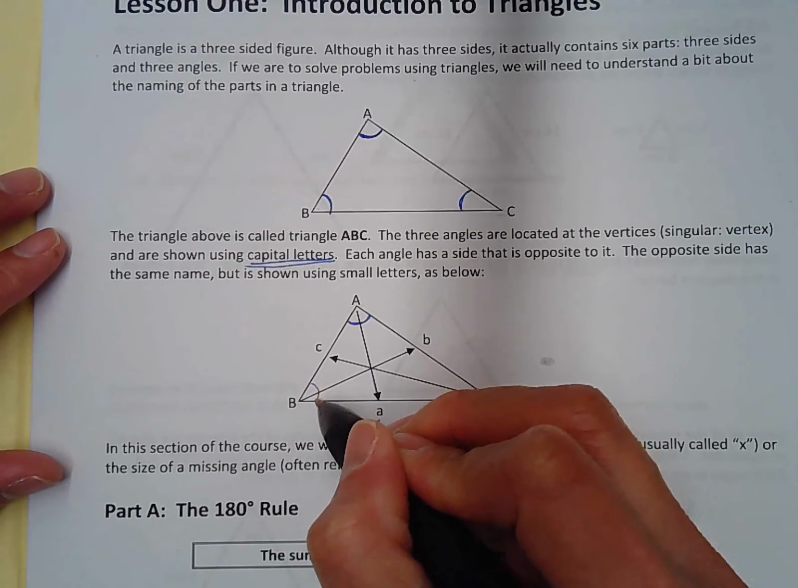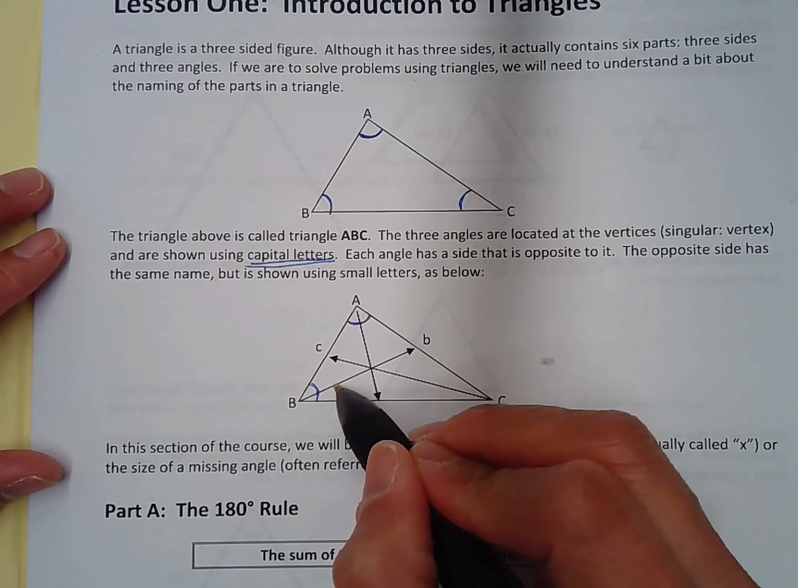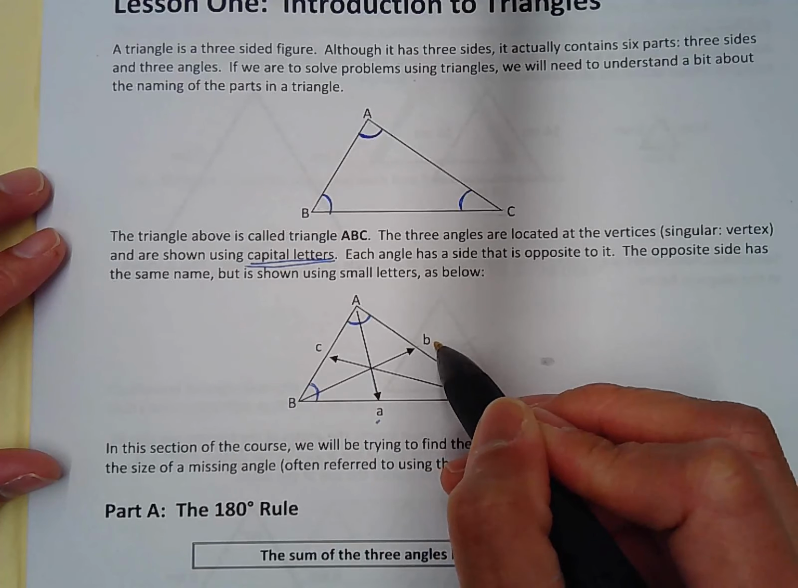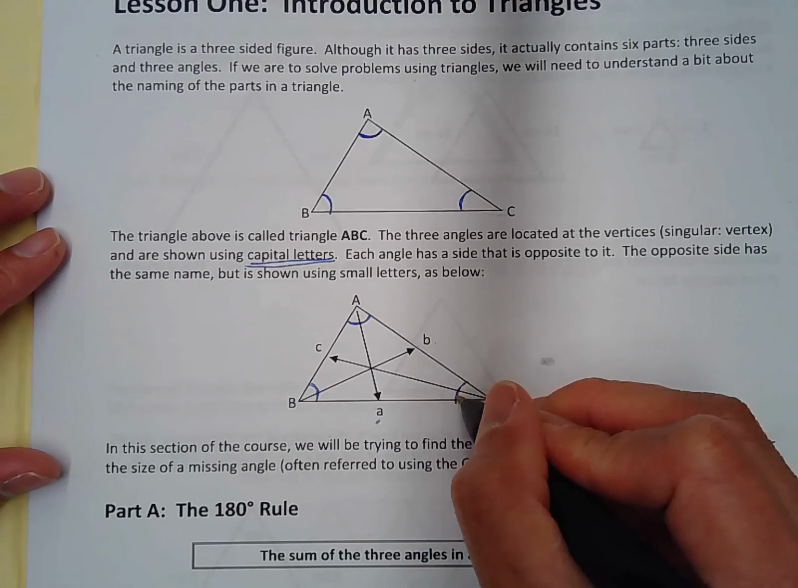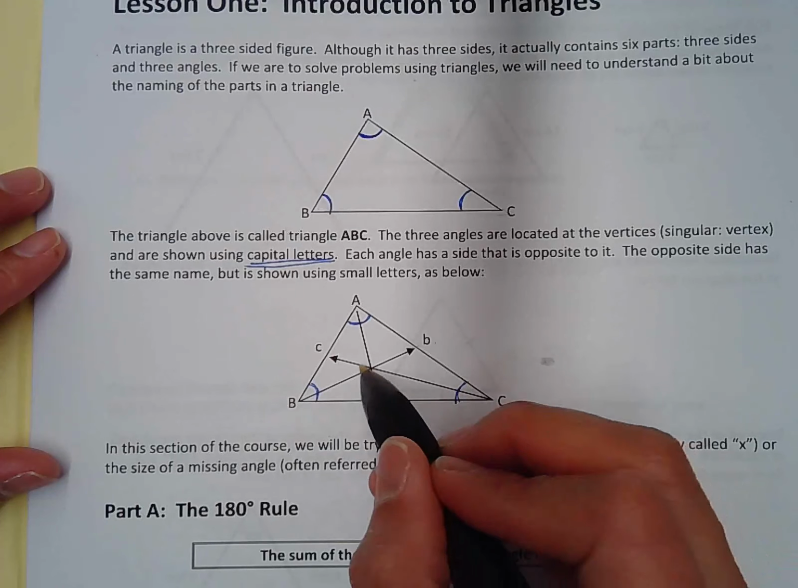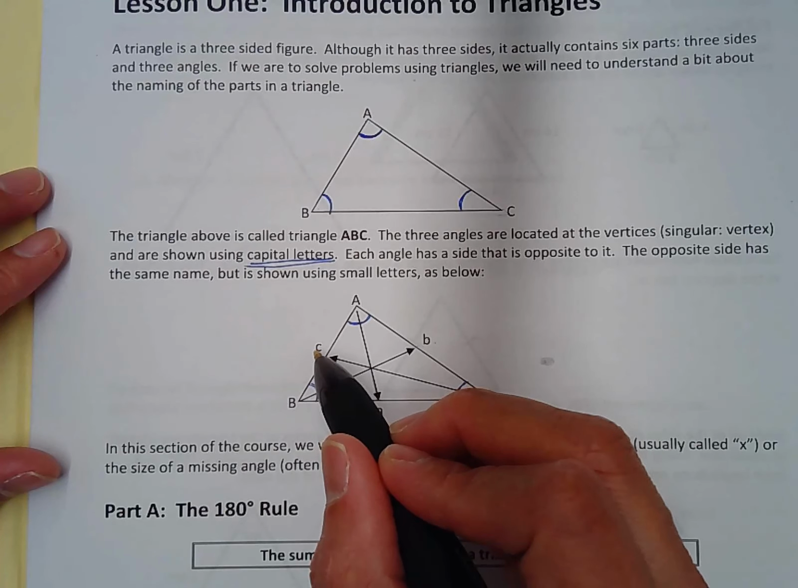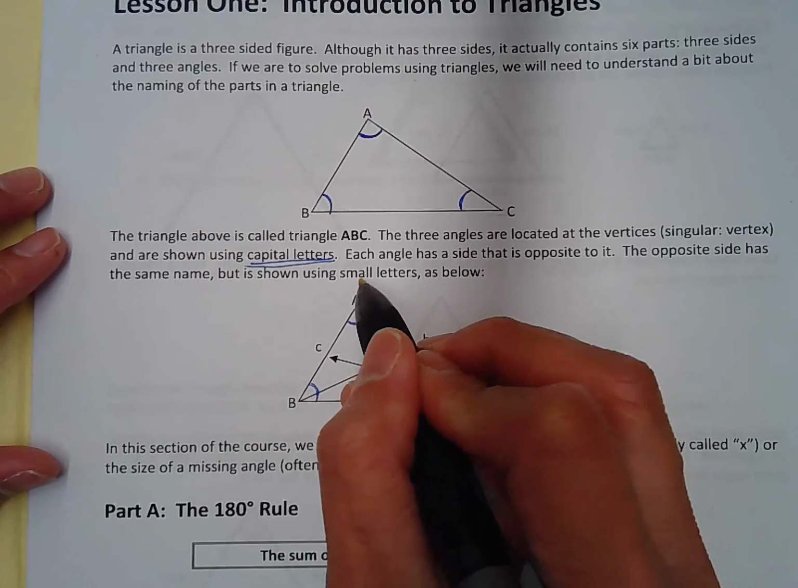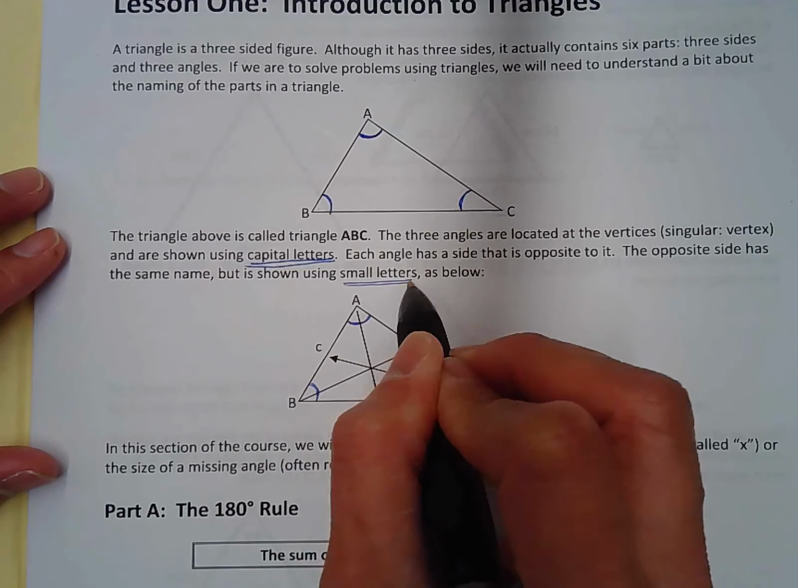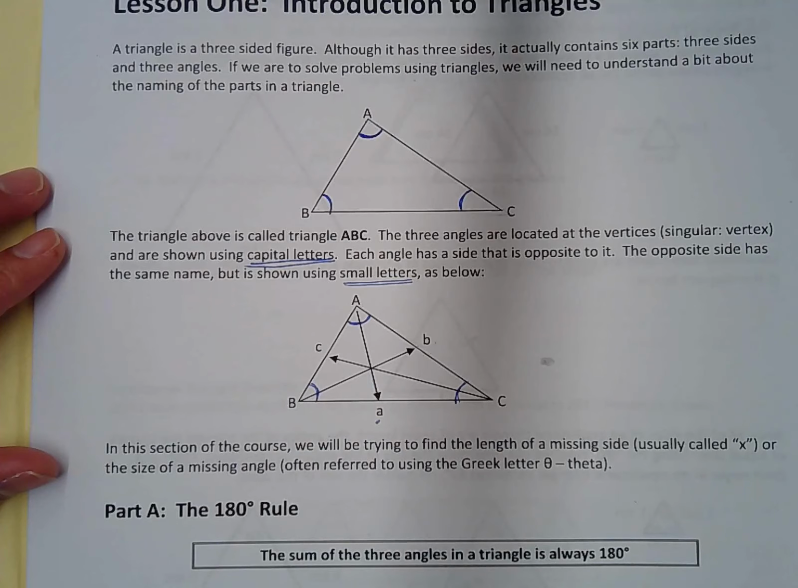If this is your angle B, right across angle B is your side B. And if this is your angle C, right across is side C. And sides are the small letters.